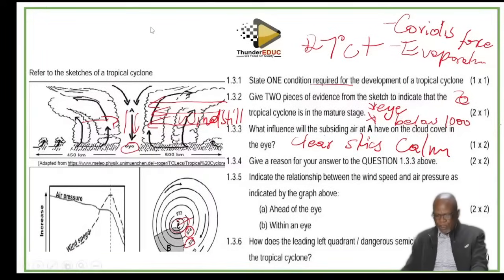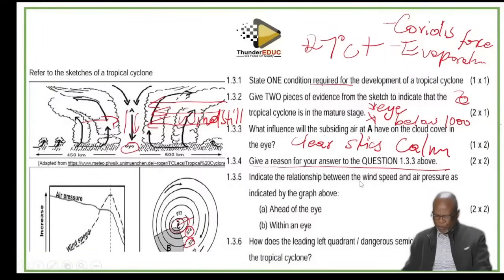So you know the conditions in the eye: clear skies. Why clear skies? Because the air is subsiding, and subsiding air will not condense. We have clear skies because the air is subsiding, and because it is subsiding, the air is heated, and when the air is heated, it is not going to condense. That is why we don't have clouds in the eye of the tropical cyclone.